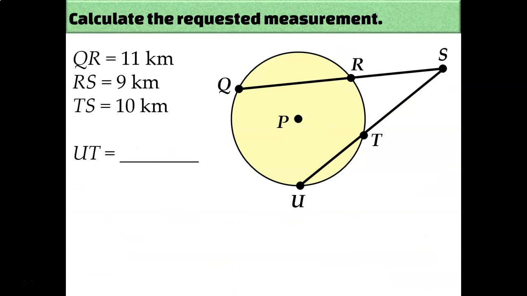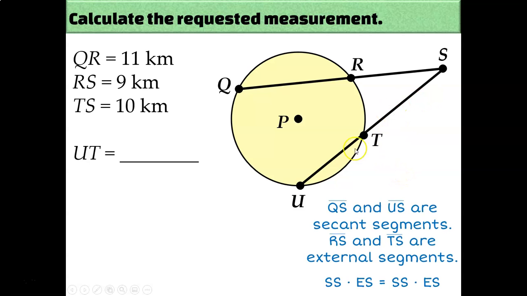In our next example, we have 2 secants that are intersecting outside of the circle. These are secants because they intersect the circle twice and they extend outside of the circle. That makes it a secant. So QS is a secant segment and RS is its external segment. Likewise, US is a secant segment and TS is the external segment. And what we know about secant segments and external segments is that if you multiply the secant by its external, it's equal to multiplying the secant segment by the other external segment.